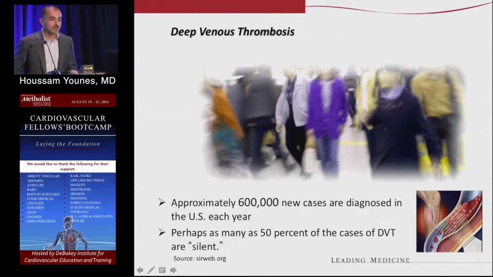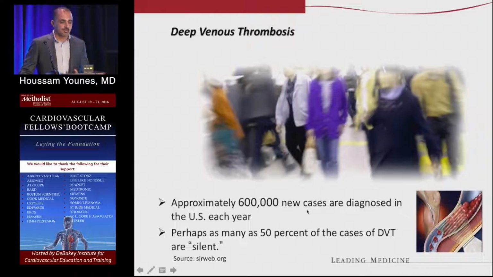There you go. So deep vein thrombosis, approximately 600,000 people affected with DVT, and 1/3 of those patients, the DVT will break and will cause pulmonary embolism.